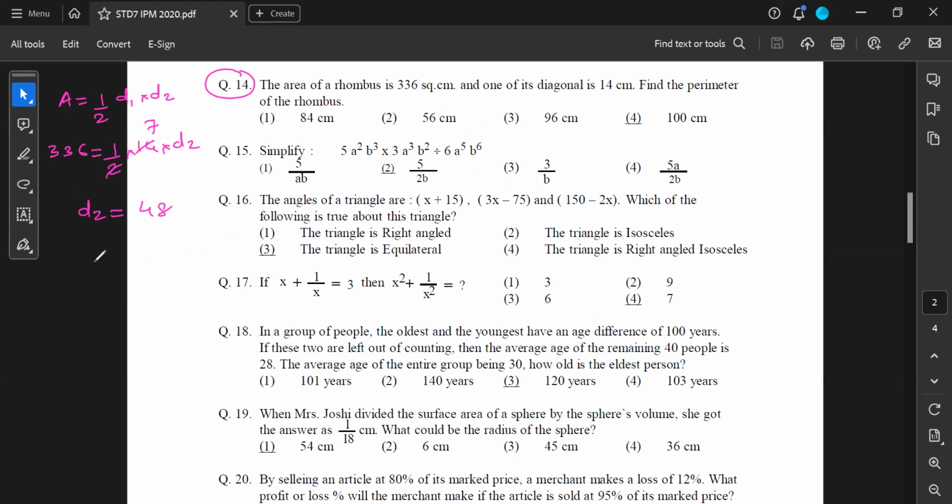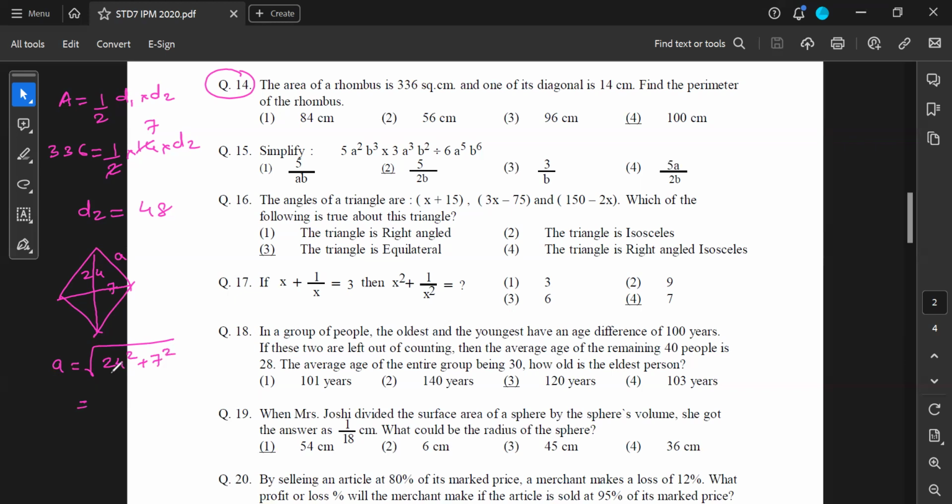So I know the second diagonal now. Since I know the second diagonal, I just have to find the rhombus's side now. So let me assume this is 48 and this is 14. So half of 48, this side will be 24. Half of 14, this side will be 7. This is 24, this is 7. So this is the rhombus's side, which from the Pythagoras theorem, we understand A will be equal to root of 24 square plus 7 square.